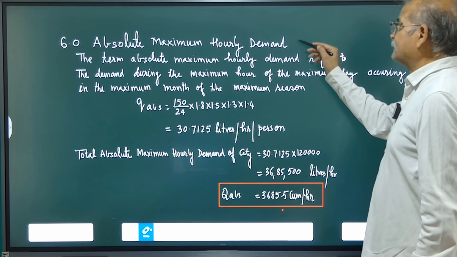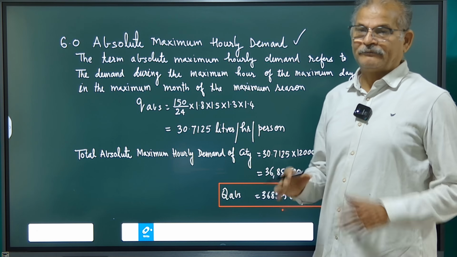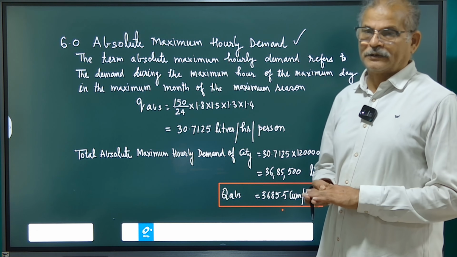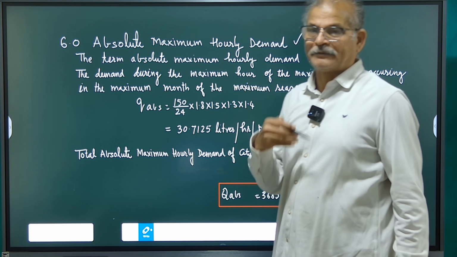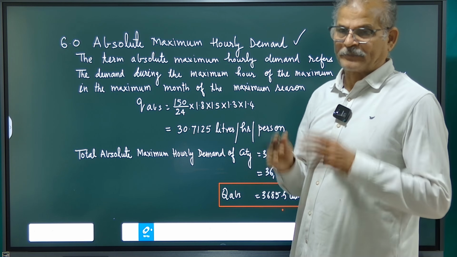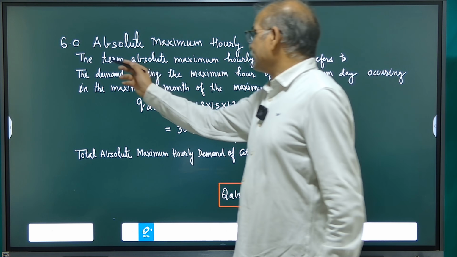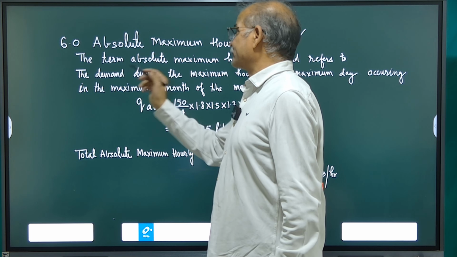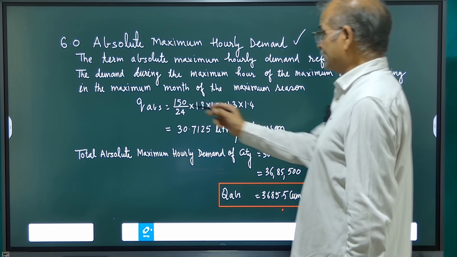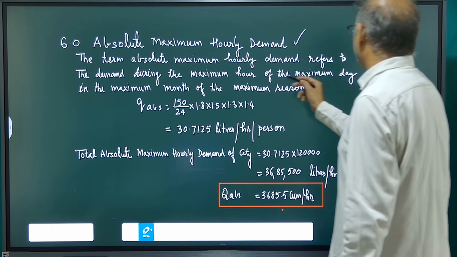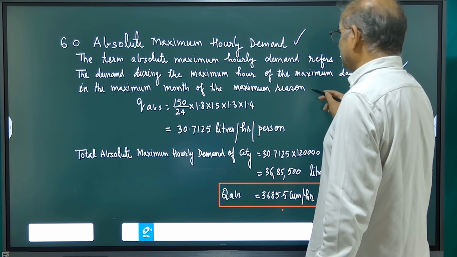Now absolute maximum hourly demand, that is most important for designing. If we have to design a very good water supply scheme, then we need to consider this, so that there will not be any scarcity or pressure down at the peak of the demand. So this is peak of the peak demand. The term absolute maximum hourly demand refers to the demand during the maximum hour of the maximum day occurring in the maximum month of the maximum season.